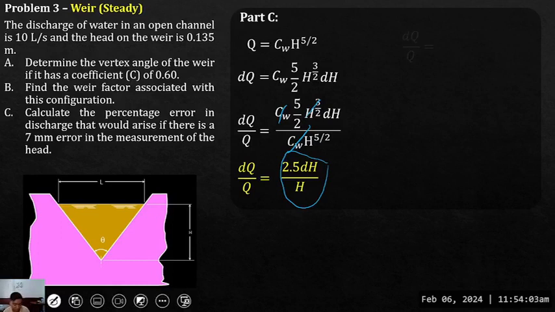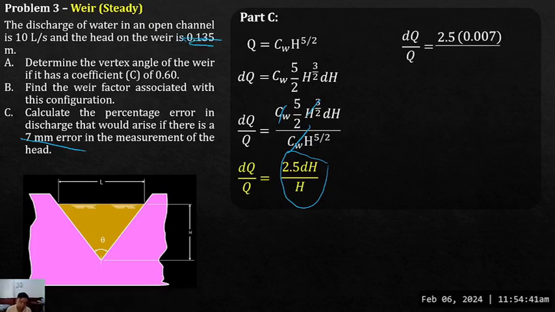So try natin gamitin sa formula. So that is dq over q, 2.5, tapos dH is the change in error. So sabi dito sa problem, merong 7 mm na error. So lagay mo yung 0.007 over yung total head. Sige, so dH natin, that's 0.007, that's the error, over the total head, that is 0.135 as given. Ito yan, 0.135.